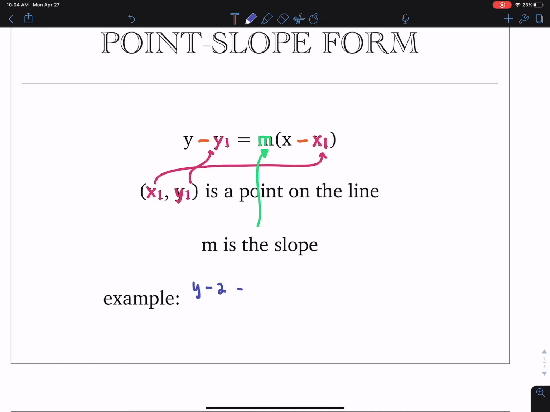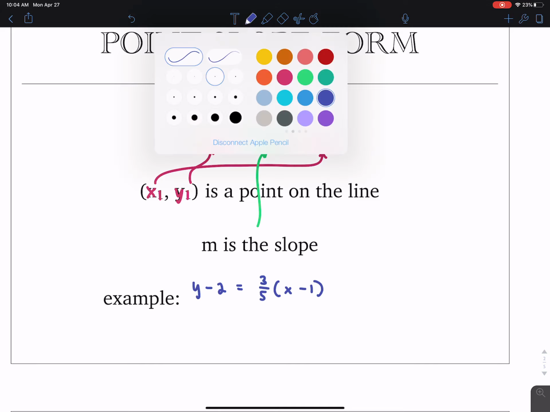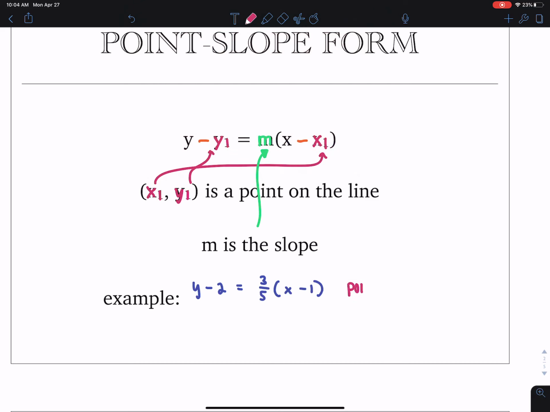Y minus 2 equals 3/5 times x minus 1. So our point is going to be the opposite of this number because the x is first in an ordered pair. So the opposite of -1 is +1. And then the opposite of this number with y, that's on the same side as y. So opposite of -2 is going to be +2. So our point is 1, 2. And then our slope is 3/5.